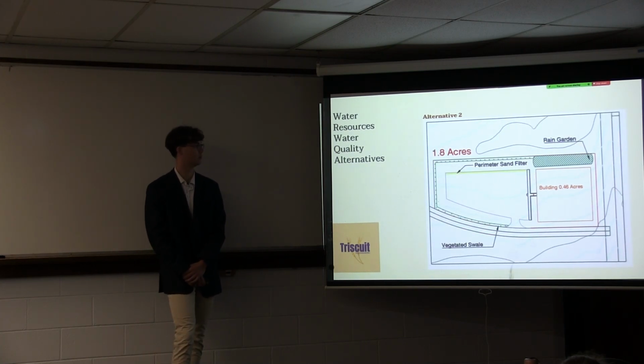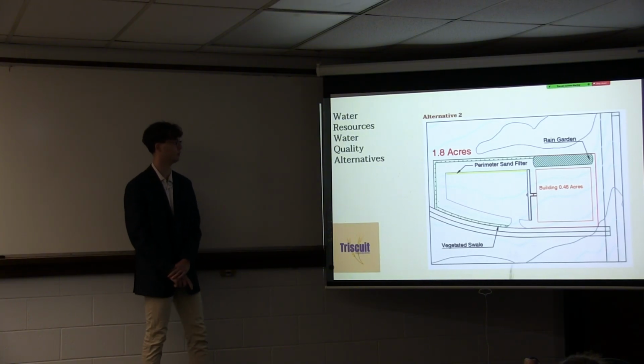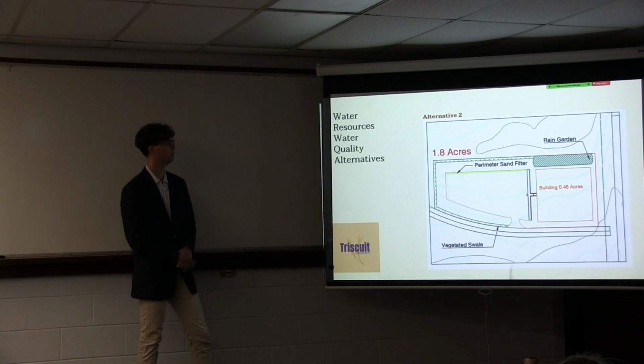Alternative 2, I use a perimeter sand filter. This is really good when you enhance it with iron to remove dissolved phosphorus. And then I have a vegetated swale to hopefully collect all my water on my parcel to my rain garden.